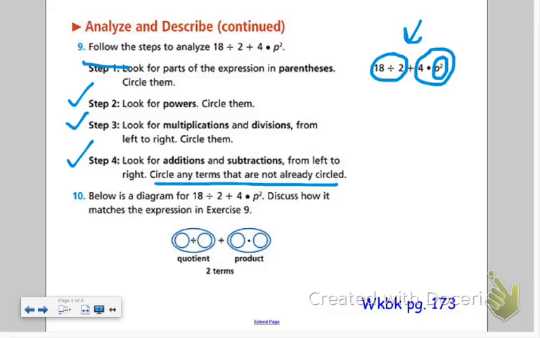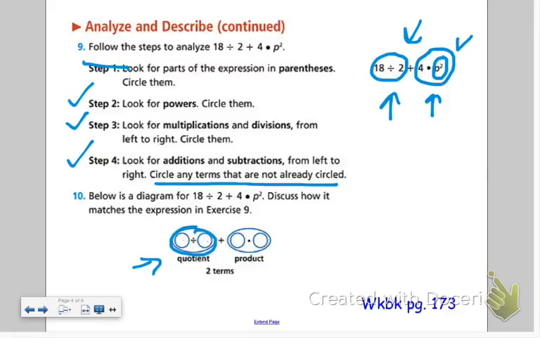What would that look like in my diagram? You can see that I have 2 terms. The first term is 18 divided by 2. Take a look at the diagram. I put an oval, and inside that oval are 2 circles to represent the 18 and the 2. That first term is a quotient.